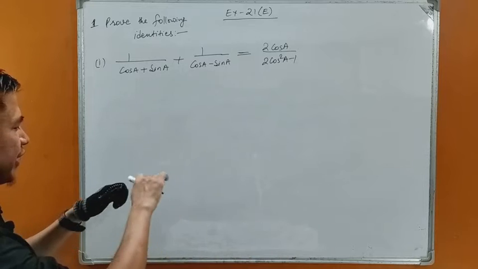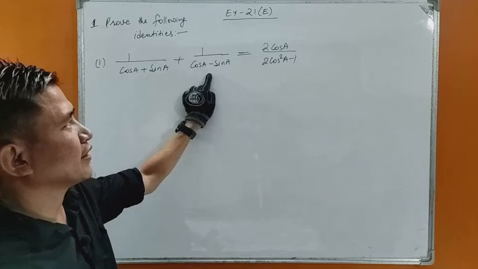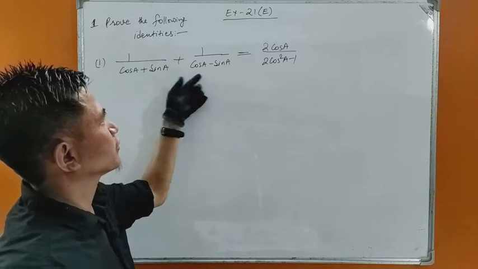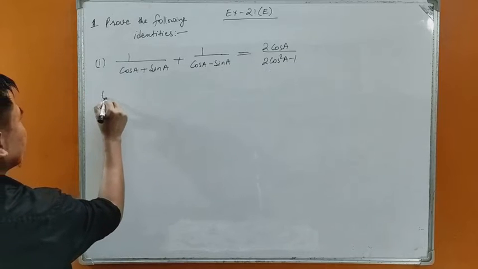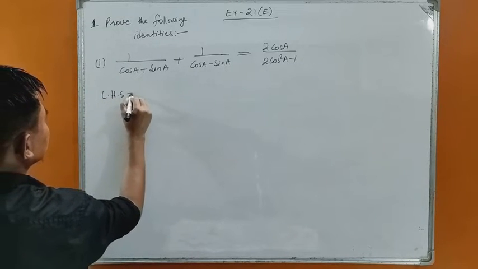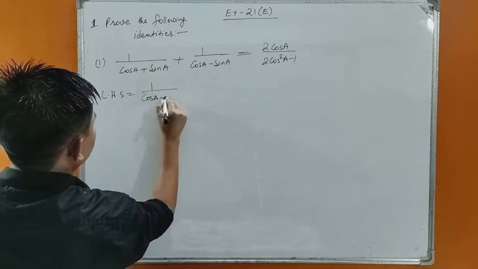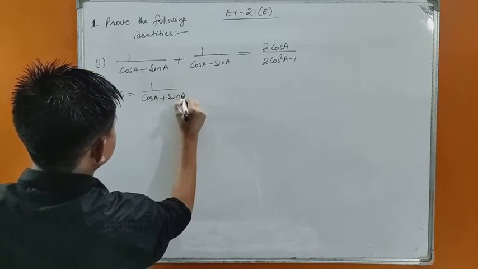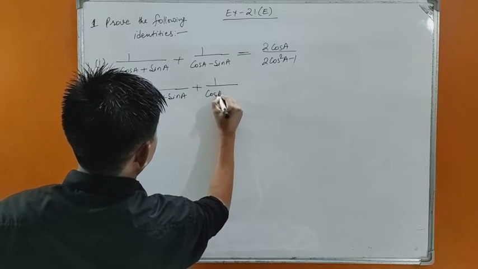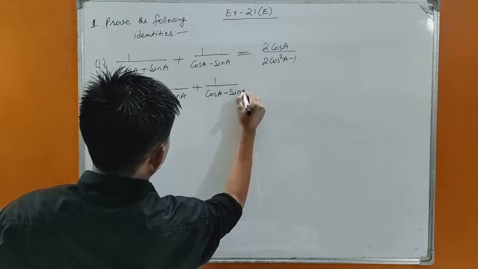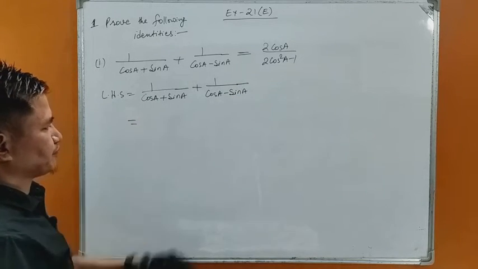So we have 1 upon cos A plus sin A plus 1 upon cos A minus sin A on the left hand side, and we are asked to prove this equals 2 cos A upon 2 cos square A minus 1, isn't it? So LHS equals 1 upon cos A plus sin A plus 1 upon cos A minus sin A. Now let's take the LCM of the denominators.